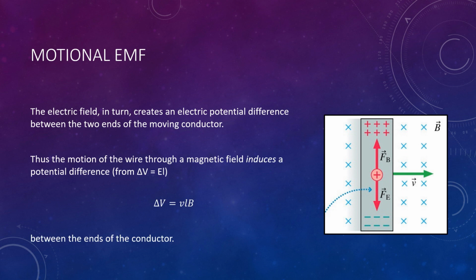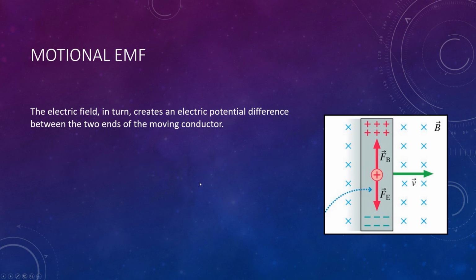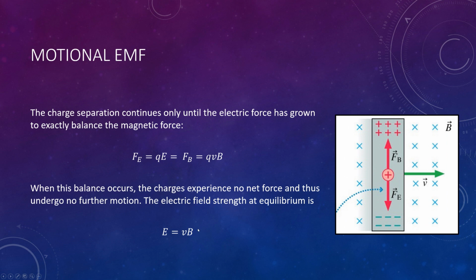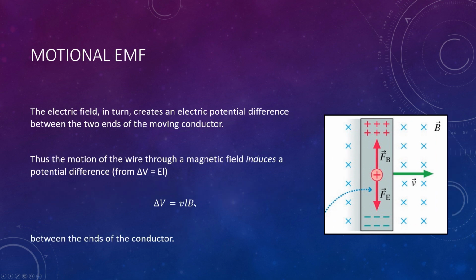So if we wanted to solve for what that potential difference would be, we can use a previous equation from our earlier material. We said that the potential difference is related to the electric field in the expression delta V is equal to E times L. So if we go back real quick, all we have to do is multiply this equation by L, and we now have an expression for the potential difference between the two ends of the conductor. Delta V equals VLB, where V is the velocity, L is the length, and B is the strength of the magnetic field.